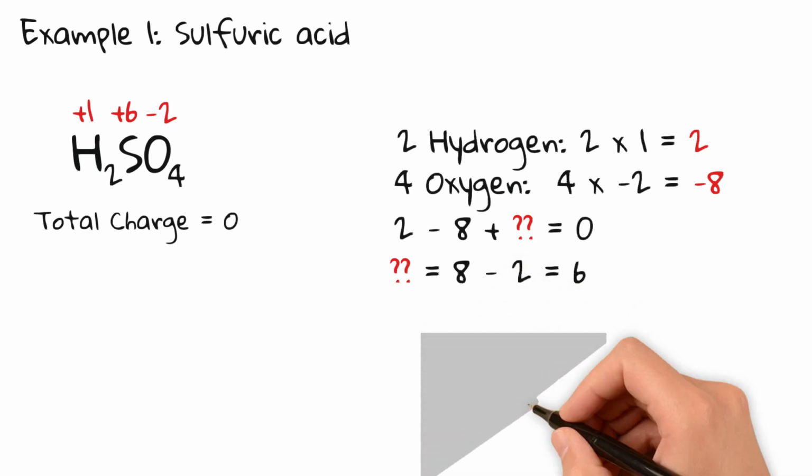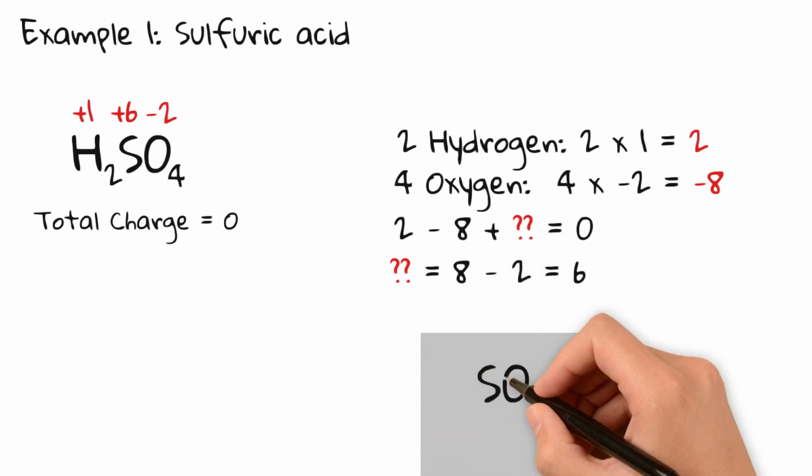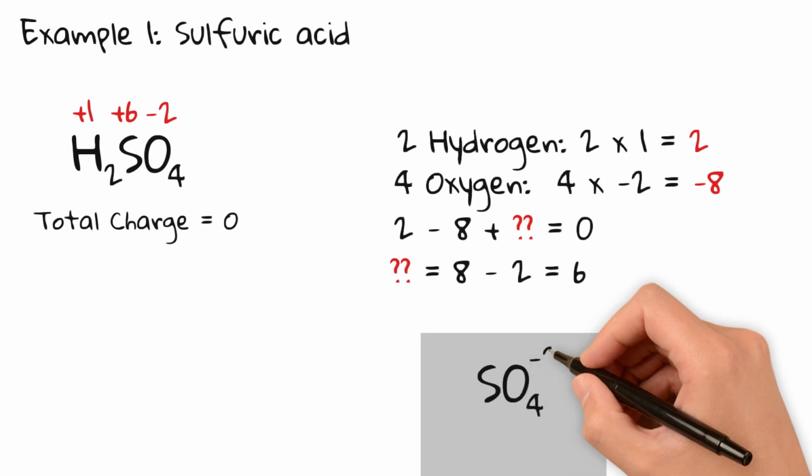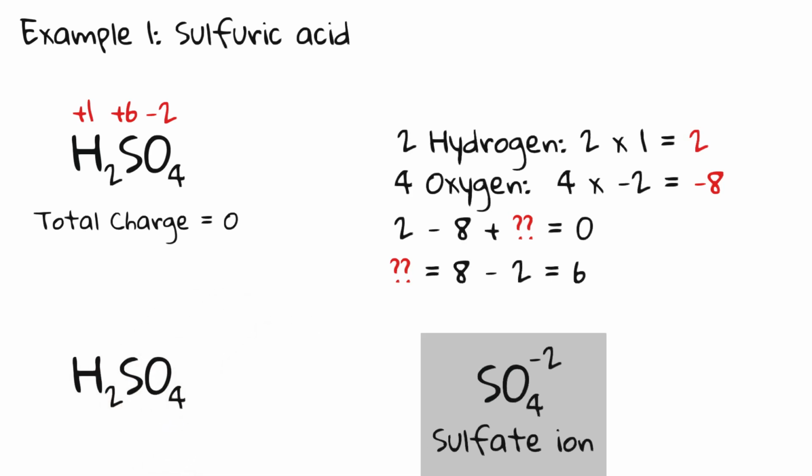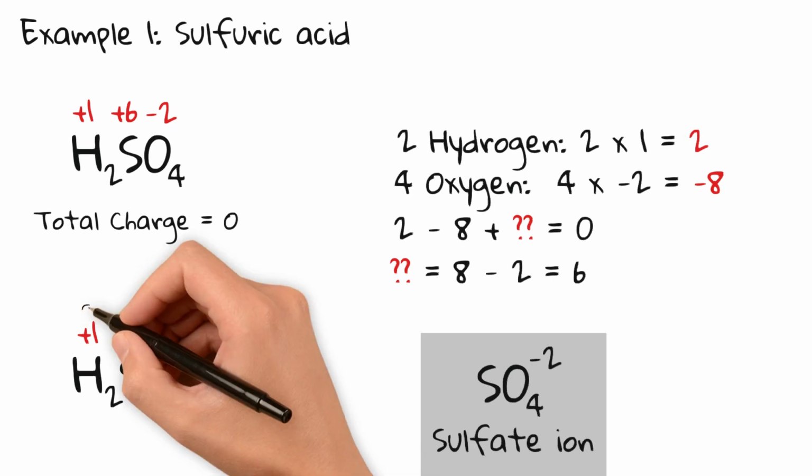A little pro tip here, it does make sense to remember that sulfate has a charge of -2, so sulfate has the oxidation number of -2. Looking at sulfuric acid in this way simplifies it to H2 +1 and SO4 -2.